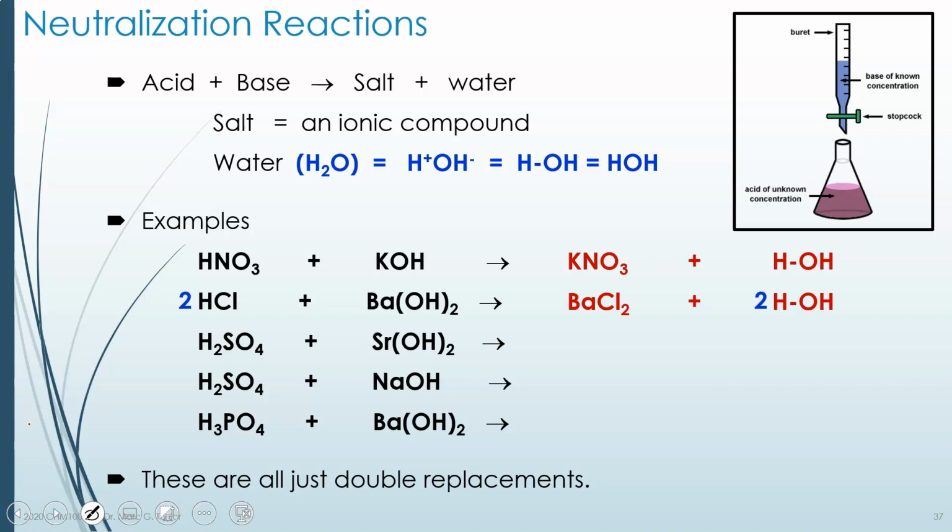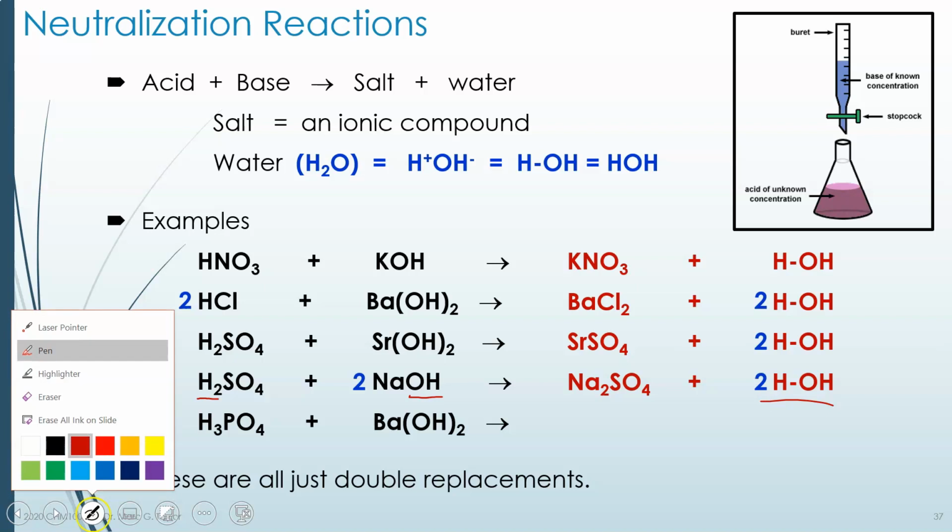If we look at the next one, sulfuric acid, this has 2 protons, and strontium hydroxide, which has 2 hydroxides. And since it's a 2 to 2, we don't need to balance it, and we're going to get strontium sulfate as our salt and 2 waters as a result of the 2 protons reacting with the 2 hydroxides. Another one is sulfuric acid, but now with sodium hydroxide, which only has 1 hydroxide. So you can guess ahead of time that we're going to need 2 sodium hydroxides to provide our 2 hydroxides for our 2 protons to make our 2 waters.